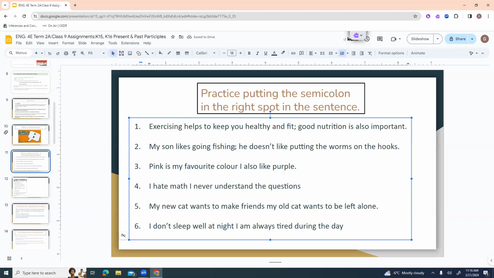My son likes going fishing, pause. He doesn't like putting the worms on the hooks. Now, why am I saying pause? Traditionally, one of the easier ways to teach grammar, I don't think it's effective, but when I was in school, it was often taught that the role of a comma or a semicolon was to put a little pause in your sentence, right?